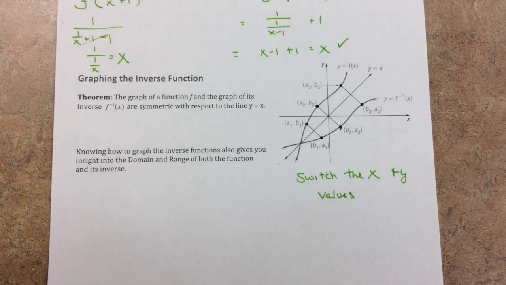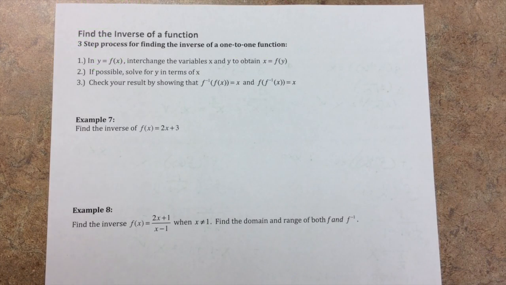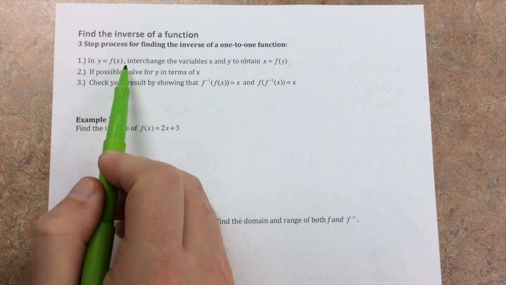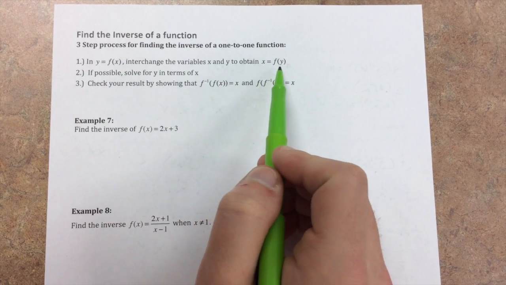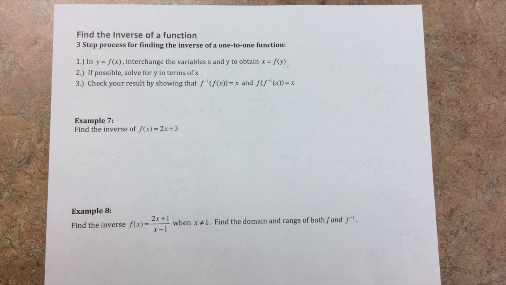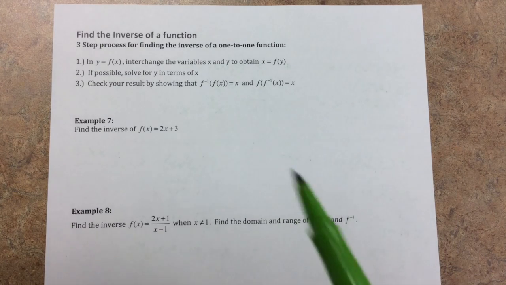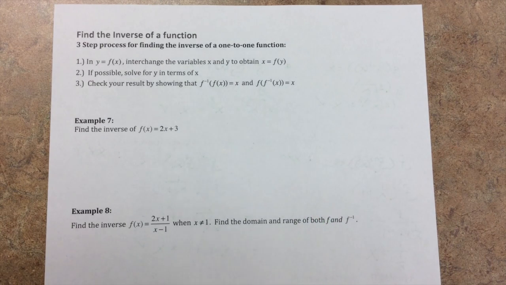All right, next up. So how do we find the inverse of a function? Well, there's 3 steps that we want to do. So step number 1, in y equals f of x, we're going to interchange the variables x and y to get x equals f of y. So we're going to switch the x and y terms. Second step, we're going to solve for y in terms of x. And then third step, we're going to check that our function really is the inverse.